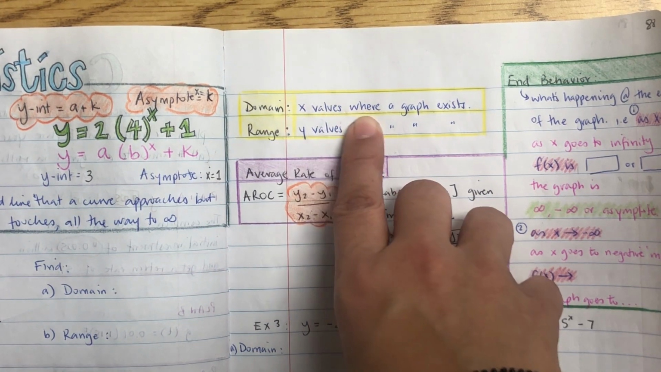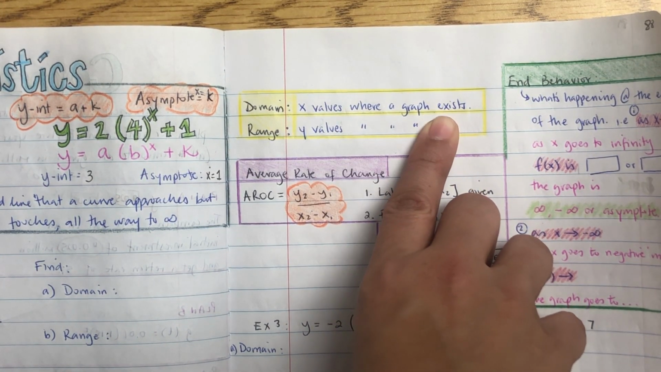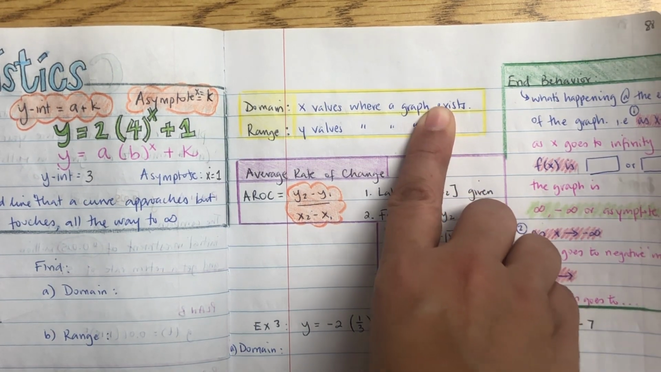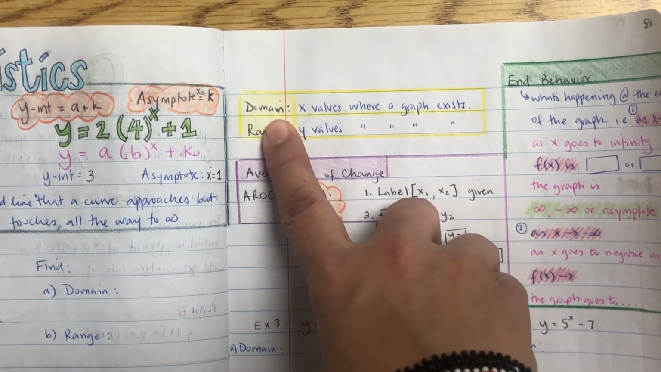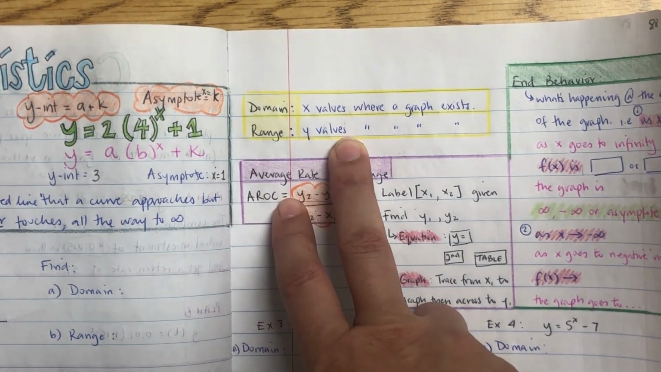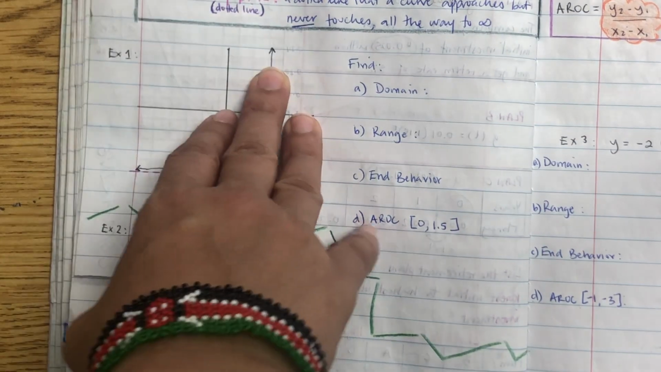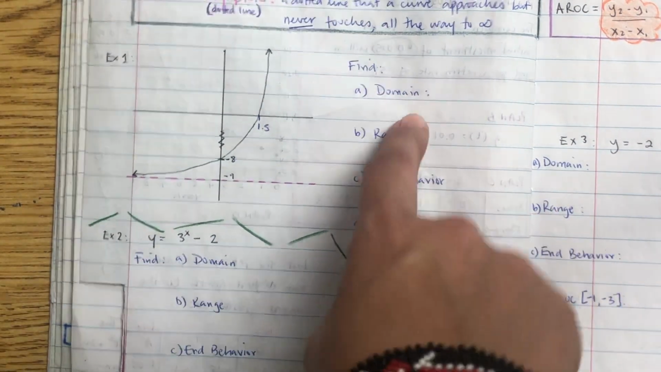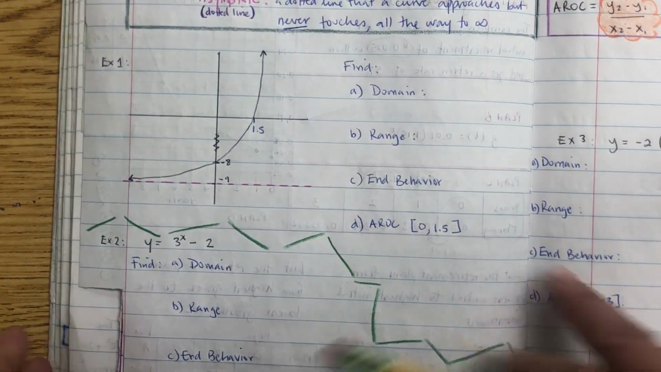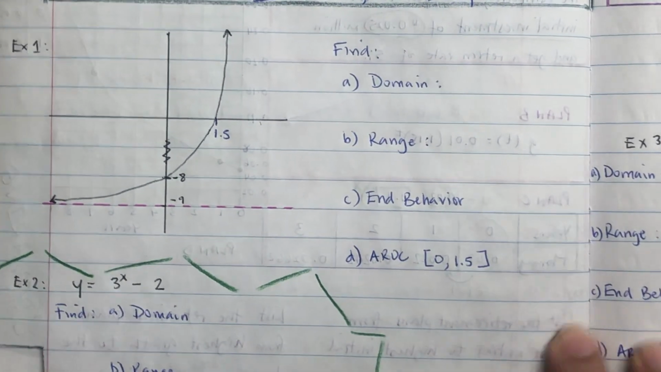Remember, your domain is your x values where the graph exists. In Algebra 1, unless it's a real world situation, your domain is always going to be all real numbers. Okay? Your range is your y values. So let's take a look at some examples. So example 1, you're given a graph. Okay? You're asked to find the domain. So remember, the domain is always going to be what? All real numbers, unless it's a real world problem in Algebra 1.